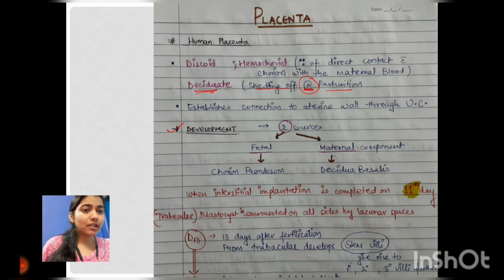When interstitial implantation is completed on the 11th day, the blastocyst is surrounded on all sides by lacunar spaces, and this structure is called trabeculae. On the 13th day after fertilization, from the trabeculae develop the stem villi, and these stem villi give rise to primary, secondary, and tertiary villi further.